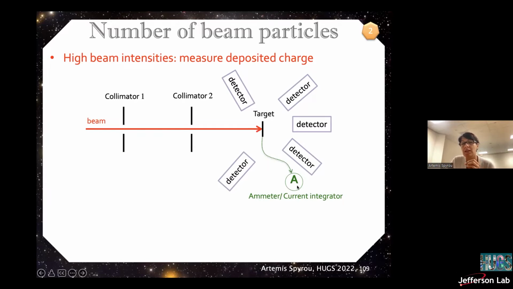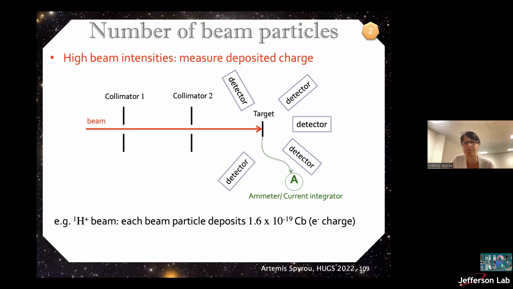So this is a classic technique that has been used with stable beams for many, many years. And some radioactive beams you can still do because they're high enough intensity. But typically the radioactive beams are much lower intensity. So then we need to use a different kind of technique.